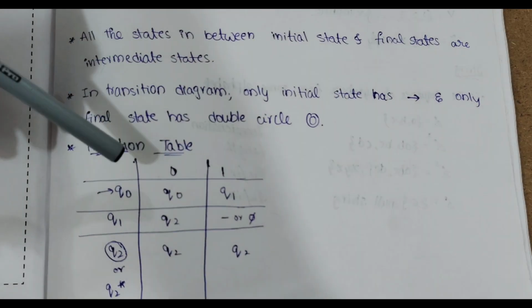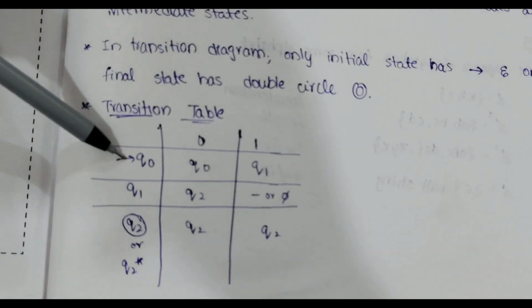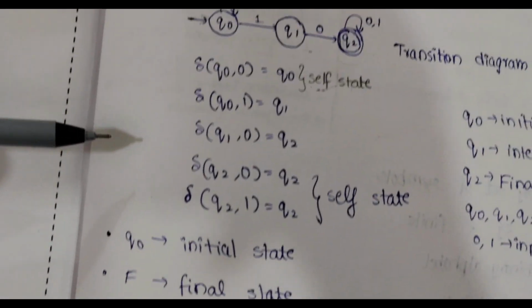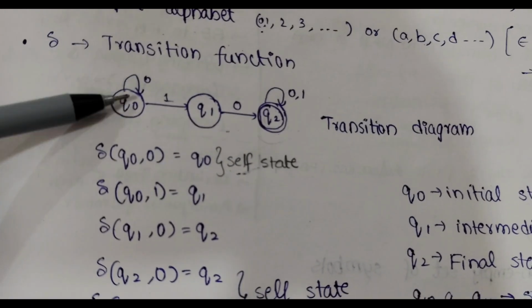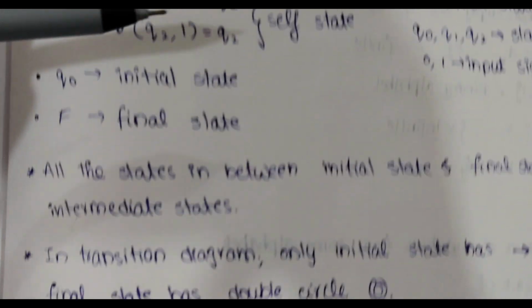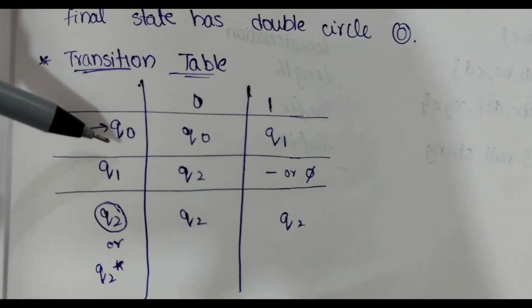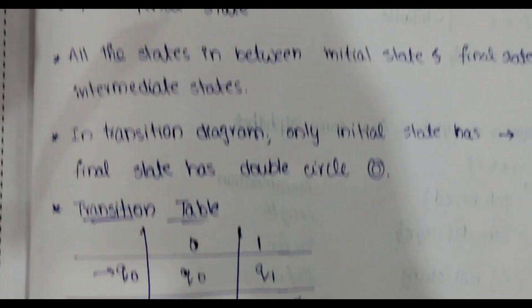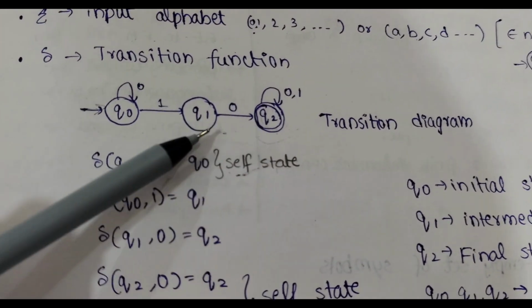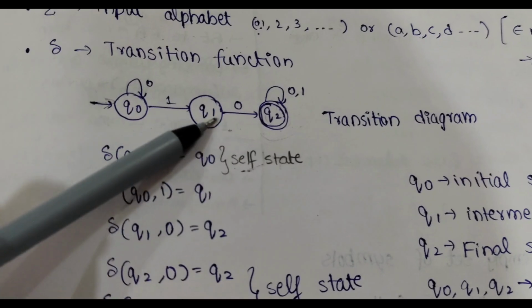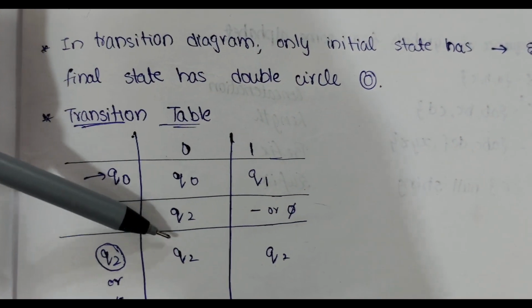Now let us talk about the transition table. Coming to this transition table, let us see Q0. Q0 on 0 is going to Q0, Q0 on 1 is going to Q1. That is what we are going to write. Next comes Q1. Q1 on 0 is going to Q2, and there is no transition for 1 as input alphabet.